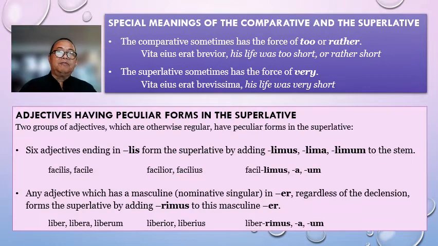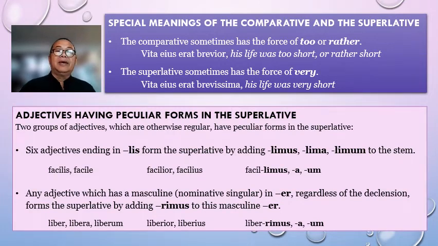Now, the comparative and the superlative can also have special meanings. The comparative sometimes has the force of too or rather. So when there is no person or thing to be compared, but you use the comparative, the meaning in English is too or rather. Example, vita eius erat brevior. So nothing is being compared in that sentence. It is translated in English into his life was too short or rather short.